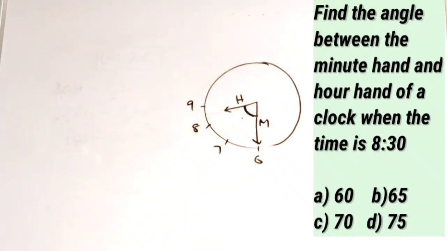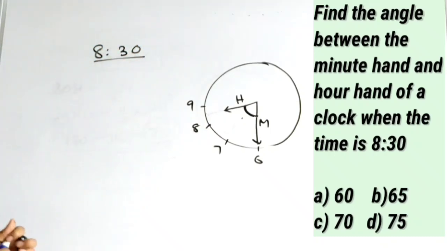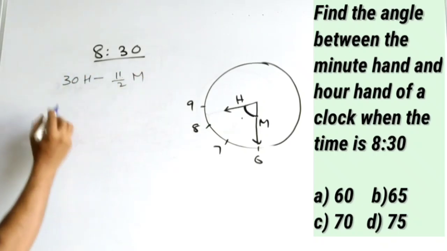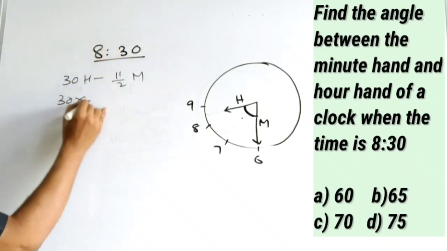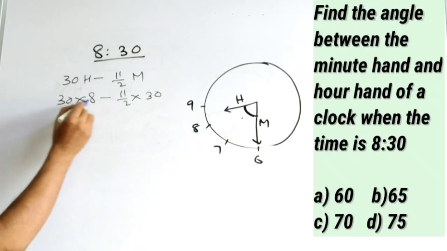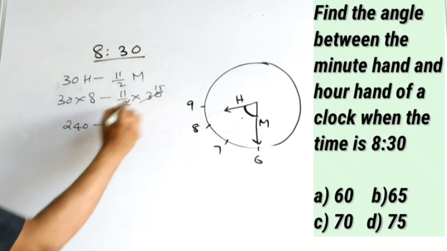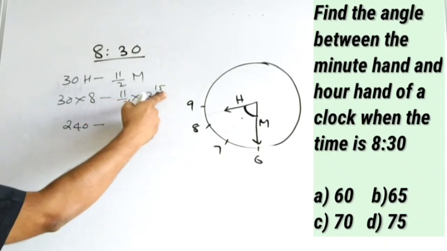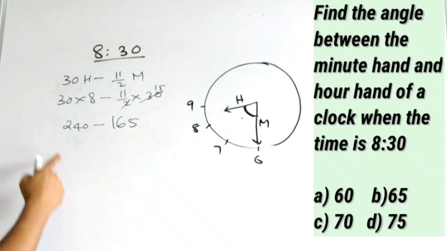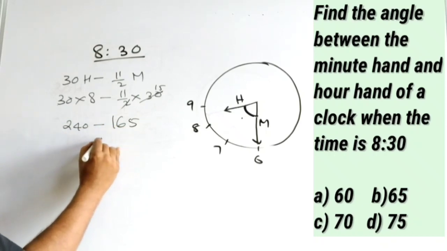So again, both the methods we know, the time given is 8:30. Let us use the first method. What's the first method? Formula method. That is 30h minus 11 by 2m. 30 into h, 8, minus 11 by 2 into m, 30. So 30 into 8 is 240, minus, you can cut this 15 times. So 15 into 11, 15 into 10 is 150 plus 15 is 165. Mental calculations. So now 240 minus 165 will be equal to 75 degrees.